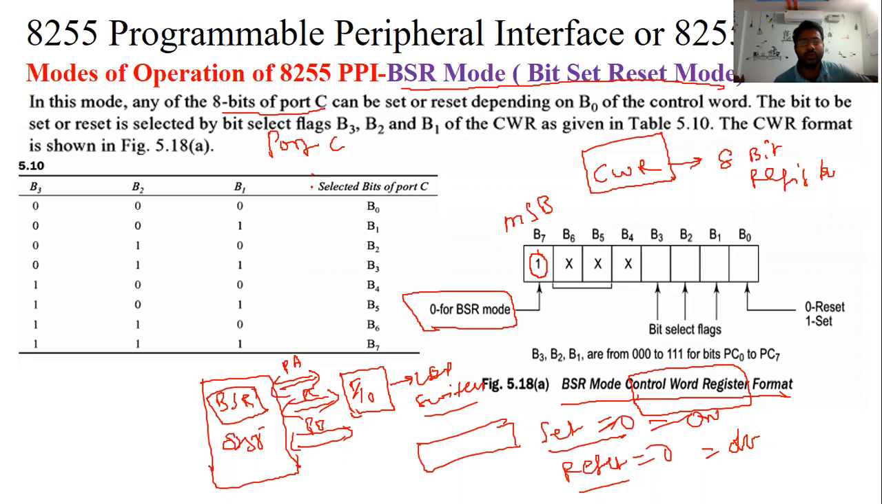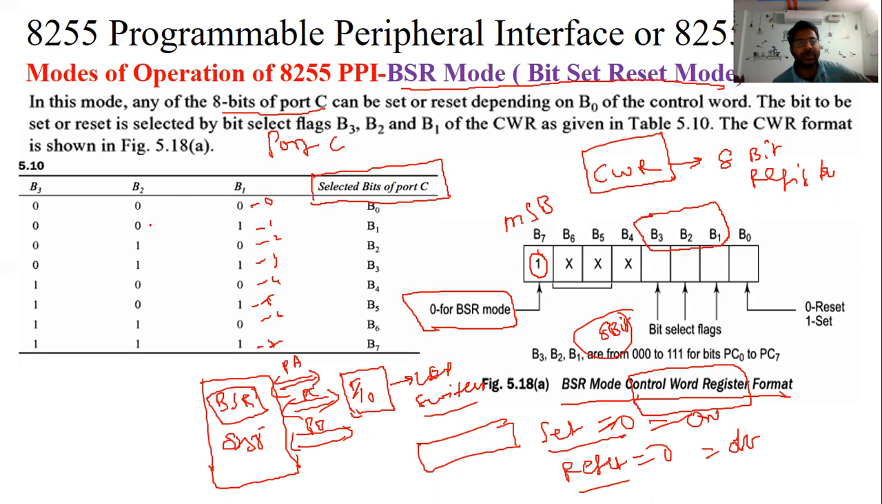So you see only port C works. How does that work? Based on these 3 bits only, B1, B2, B3. From 0 to 7, nothing but 8 bits: 0, 1, 2, 3, 4, 5, 6, and 7. Now see this. If these 3 bits B1, B2, B3 are 0.